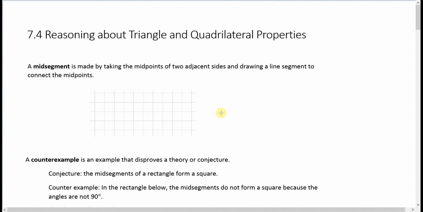We can try to give some examples to support our conjecture, or if we see that the conjecture is not true, we can provide a counterexample.